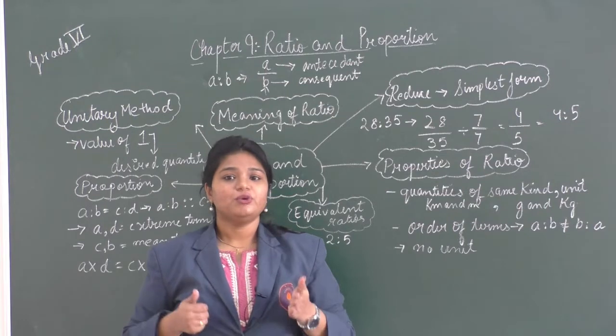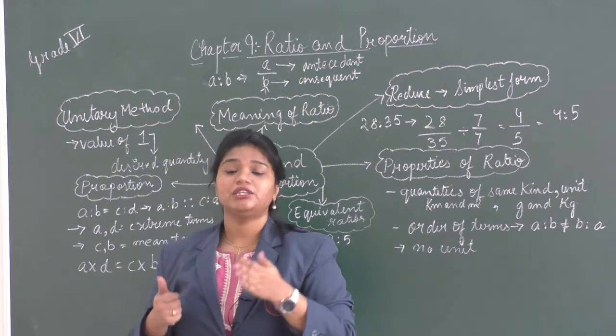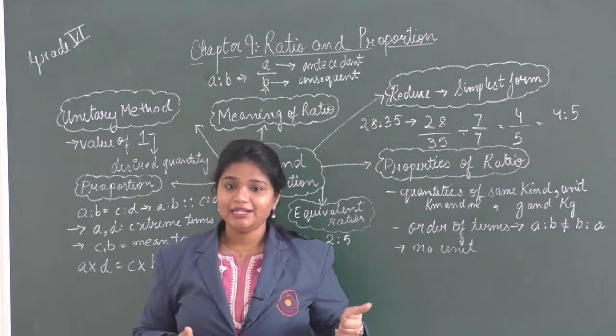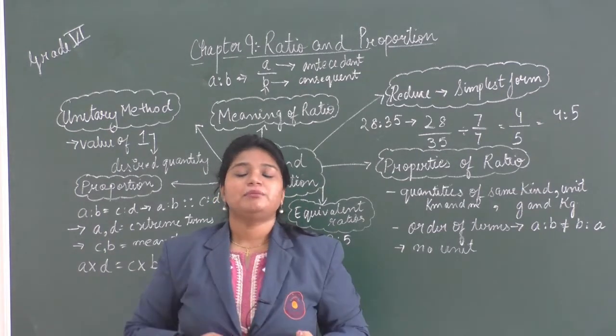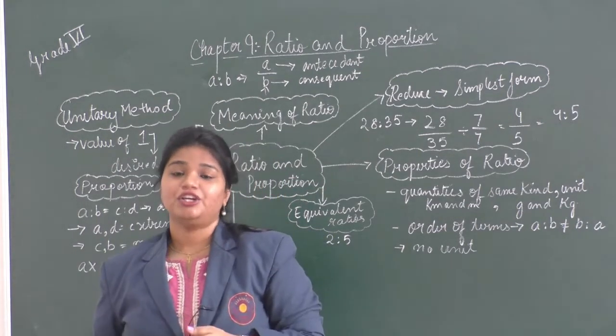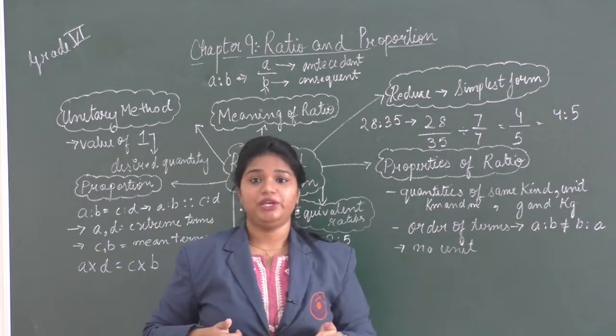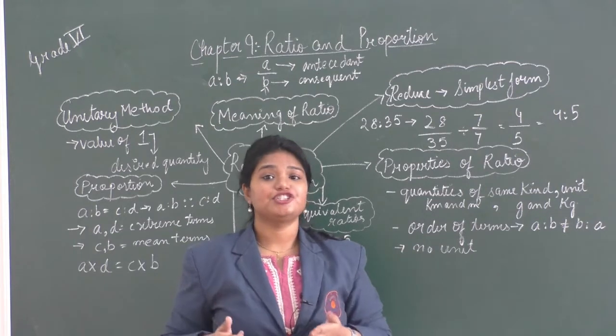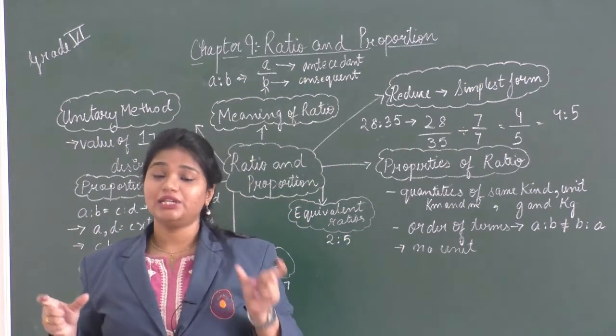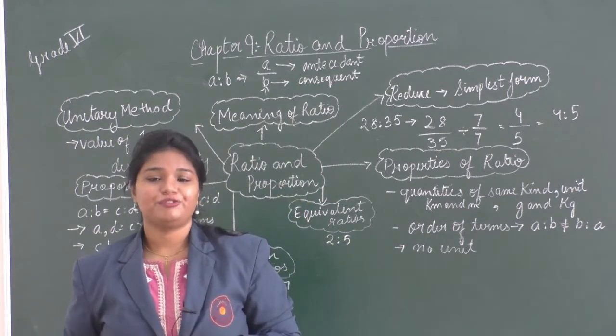Next we learned about a few properties of ratio. You can only find the ratio between quantities of the same kind and then convert them into the same unit. Now what do we mean by quantities of the same kind? You can find a ratio between meter and centimeter, but you cannot find a ratio between kilogram and kiloliter because they are of different kinds.